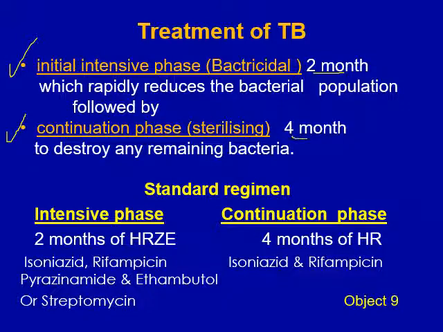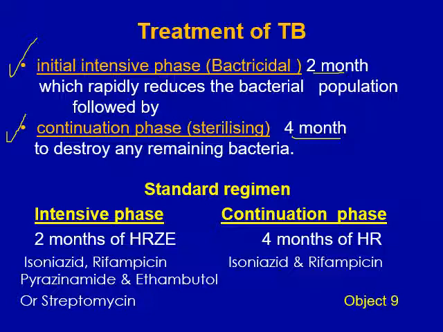So the total is 6 months of treatment. The initial intensive phase is 2 months and the continuation or sterilizing phase is 4 months. This destroys any other remaining bacteria. Phase 1 kills most of the bacteria, but some of them remain. The continuation phase destroys any other remaining bacteria.